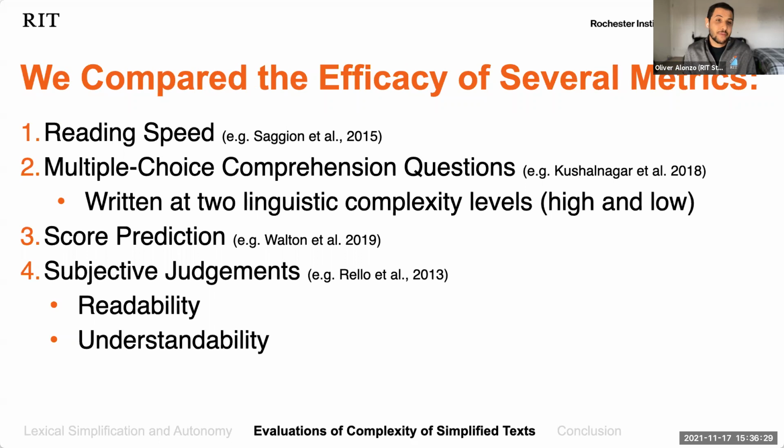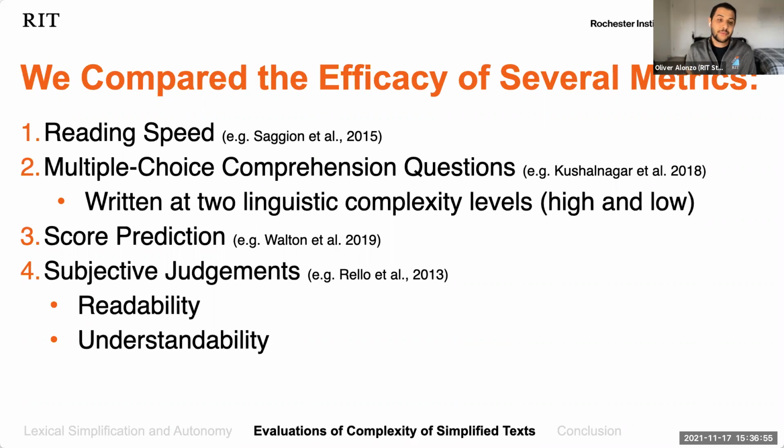And so in this study, we compared the efficacy of several metrics identified from prior work on the evaluation of complexity of automatically simplified text, which included reading speed, and multiple choice comprehension questions, which we actually wrote at 2 different levels of linguistic complexity to identify whether varying the linguistic complexity of the question items themselves could affect their effectiveness for evaluating complexity of simplified text.